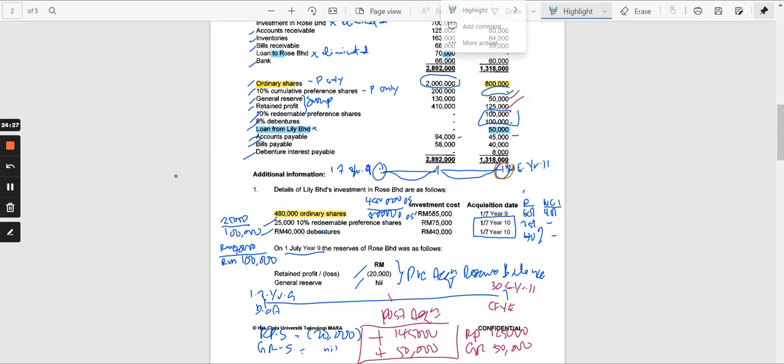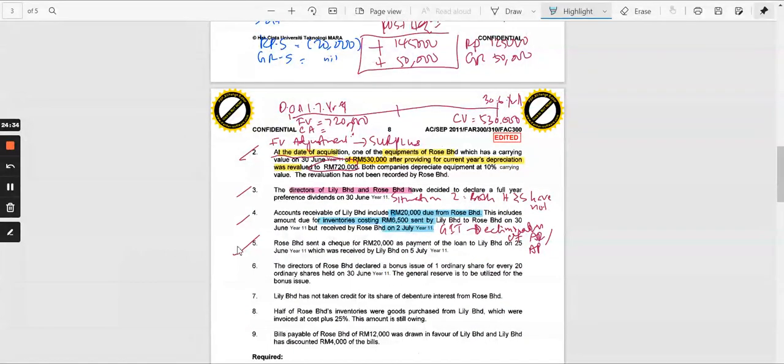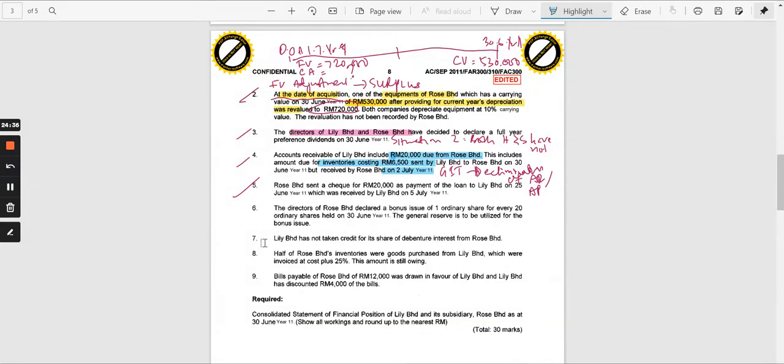Okay, you would see that the 50 and 70, so that is the one that caused the difference. The difference of 20,000 is due to a check that was sent, but it was only received by Lily after the reporting date. So the check was sent on 25th of June to settle the payment, but the payment was only cleared or received by 5th of July. So this is cash in transit.